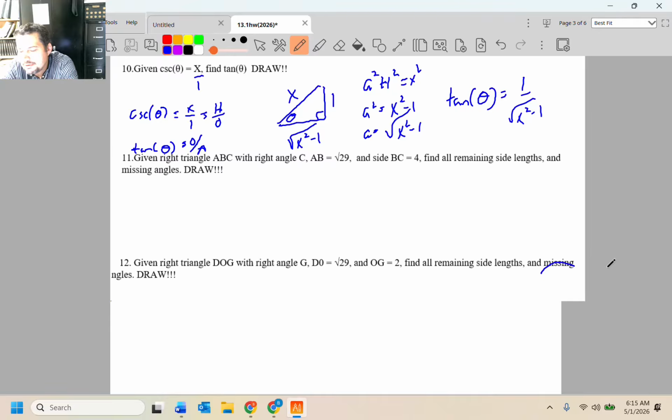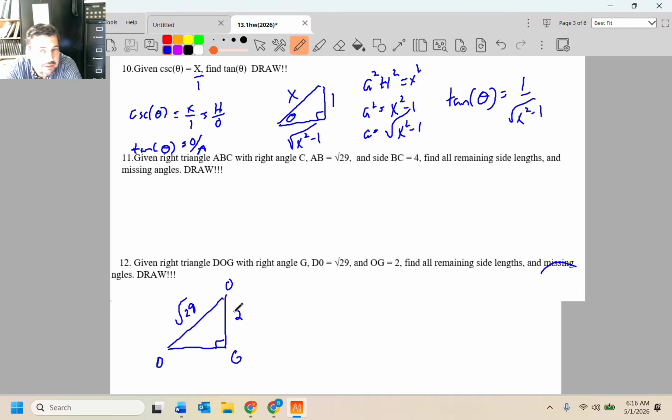Ooh. Missing angles. Given right triangle DOG. That's dog or God. I always thought it was funny that dog spelled backwards was God. And you know, a dog is your best friend. Let's see, we're told that DO is √29, O to G is 2, and we're supposed to find all remaining side lengths and missing angles.